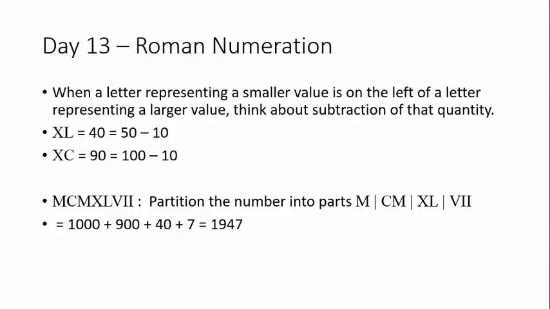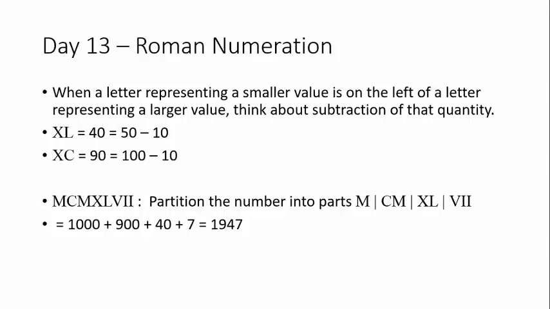When a letter representing a smaller value is on the left of a letter representing a larger value, think about subtraction of that quantity. So for instance, XL. X has a smaller value than L. So we think about subtracting. 50 minus 10 is 40. Or if you were to see something like this, XC, that would be 10 taken away from 100, or 90.